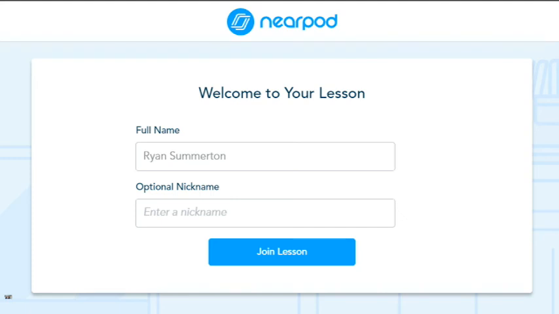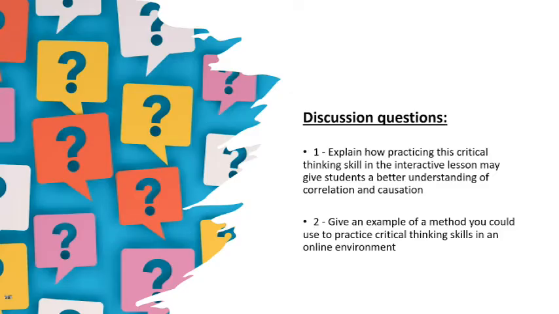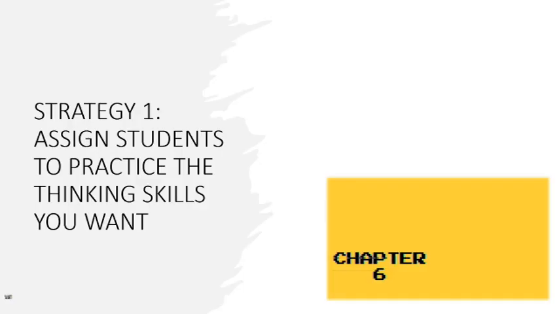And when you're done, I'd like you to come back to the discussion page and answer one or more of these questions. Question number 1, explain how practicing this critical thinking skill in the interactive lesson may give students a better understanding of correlation and causation. Number 2, give an example of a method you could use to practice critical thinking skills in an online environment. And there is another question inside the lesson itself if you'd like to answer that one.